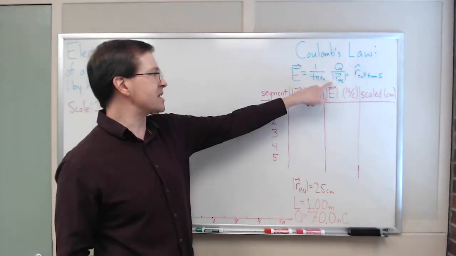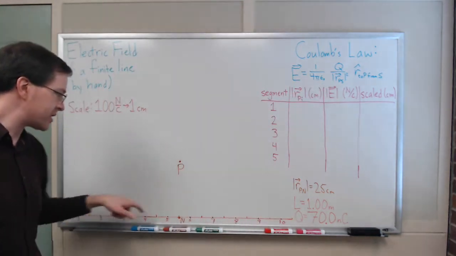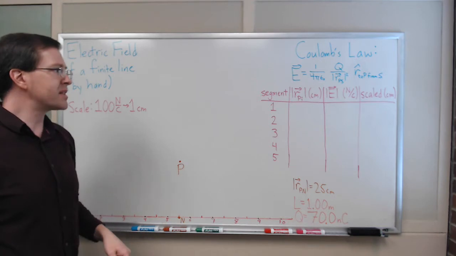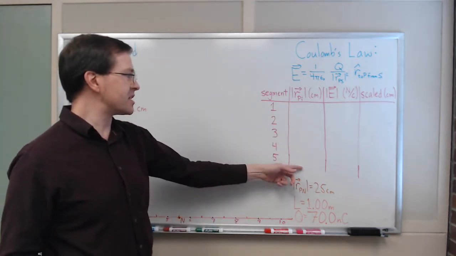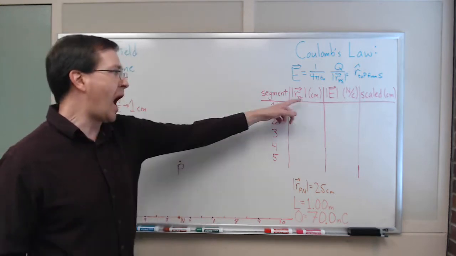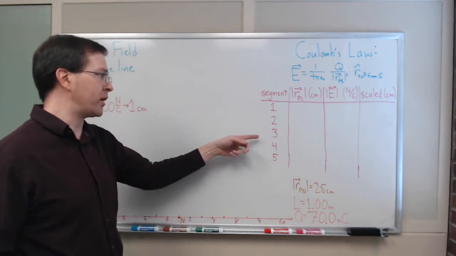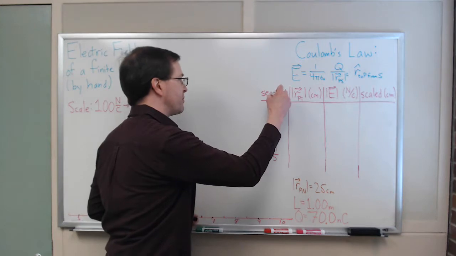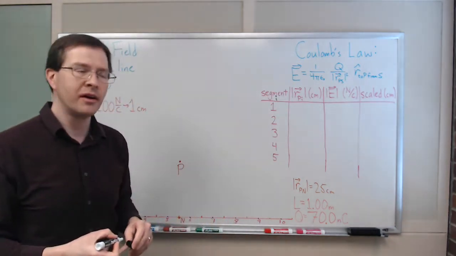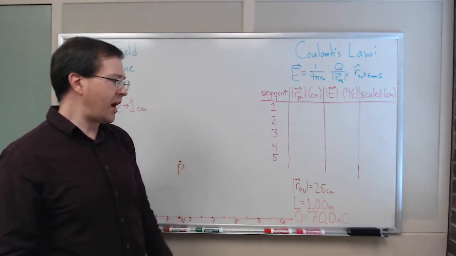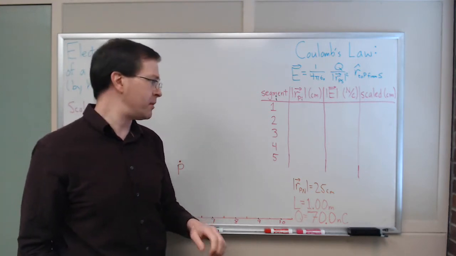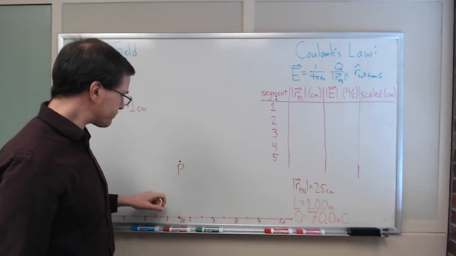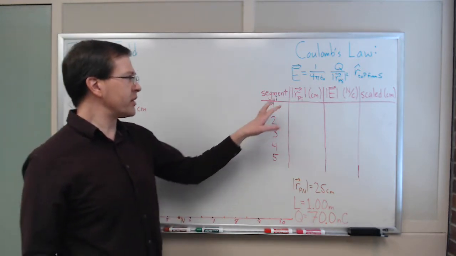I also need to know the distance from each of these source points to my point P, and that's the first thing I'm going to do. I'm going to fill out this table, filling out the distance to point P from segment i equals 1, i equals 2, i equals 3, counting along. I'm going to do it for the first 5, and then fake it in the interest of time. Then I'll calculate using Coulomb's law.